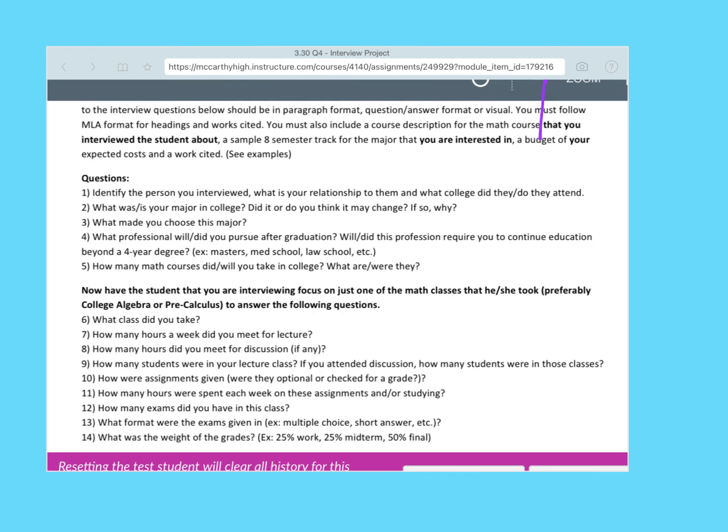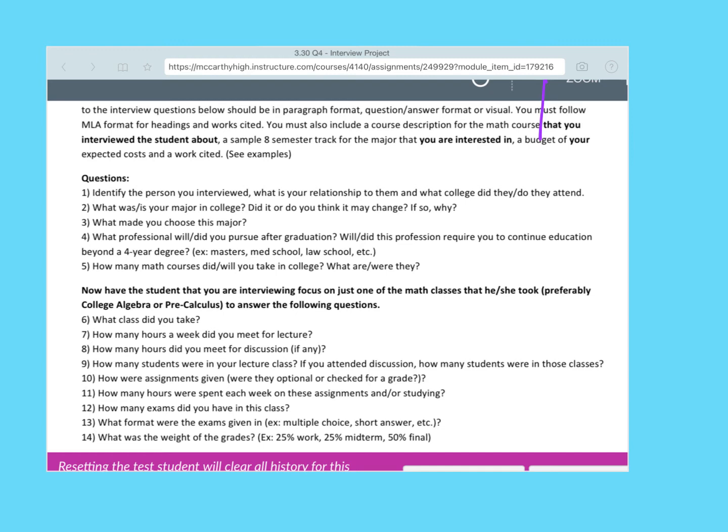Now have the student that you're interviewing focus on just one of the math classes that they took, preferably college algebra, pre-calculus, something close to what you're doing. So if it's pre-calc, college algebra, calculus, that's fine. If they didn't take one of those, then you can do stats. It doesn't matter. What's the class that you're focusing on is the first question.